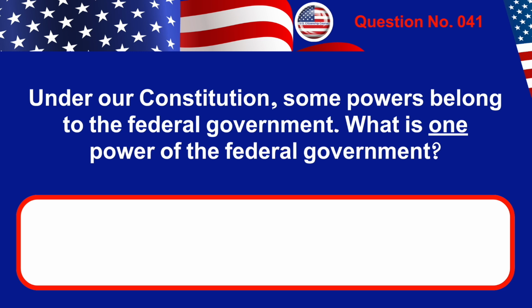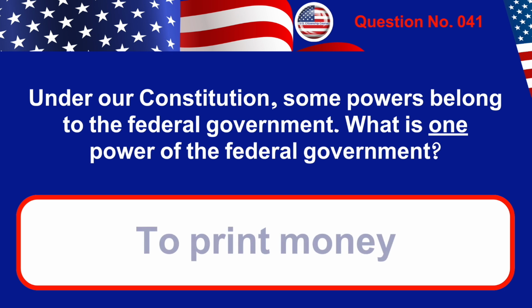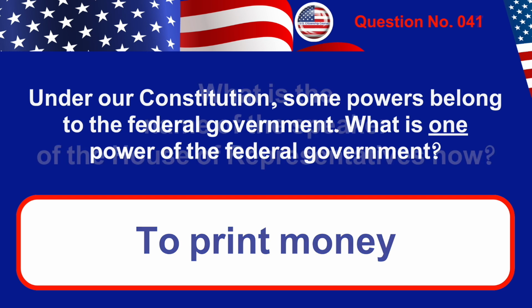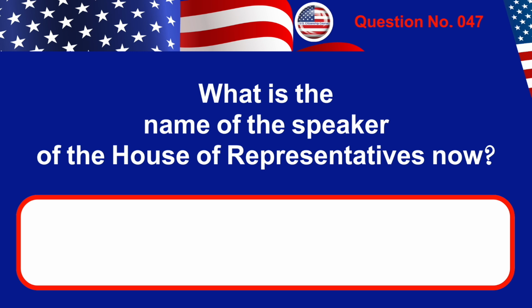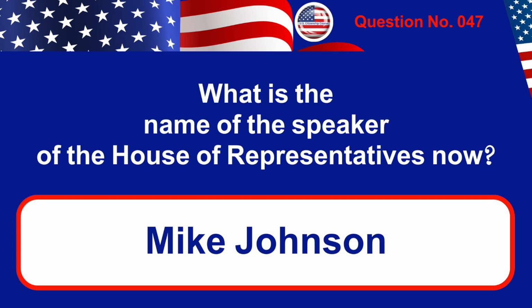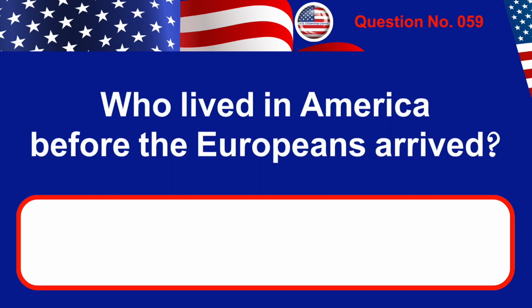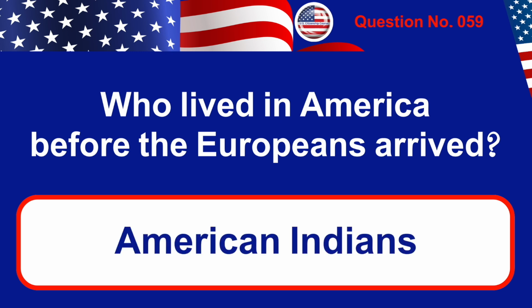Under our Constitution, some powers belong to the federal government. What is one power of the federal government? To print money. What is the name of the Speaker of the House of Representatives now? Mike Johnson. Who lived in America before the Europeans arrived? American Indians.